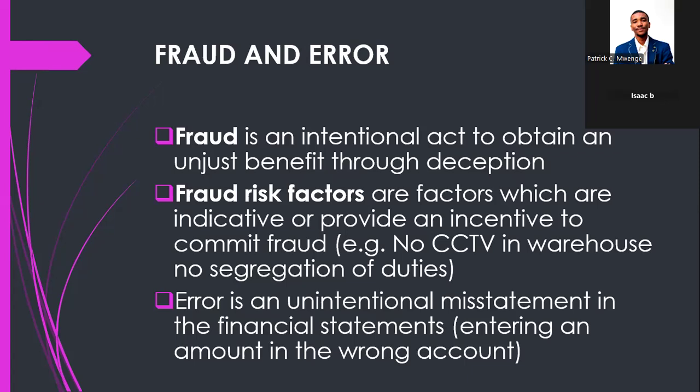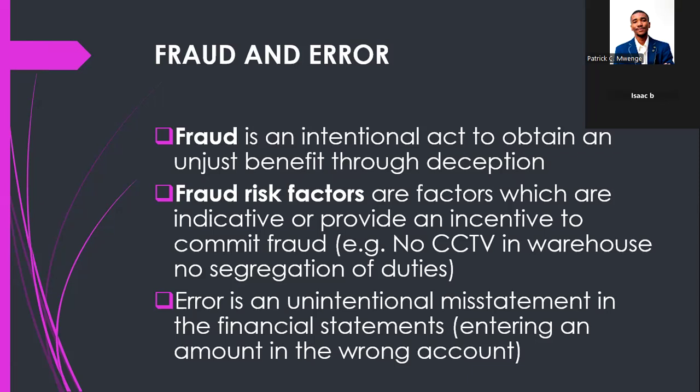Something that is not your own, something that's not yours, but you use deception so that you can obtain that particular benefit in an unjust way. So basically, fraud is an intentional act to obtain an unjust benefit through deception. You lie, then you obtain a benefit which you do not deserve. Then fraud risk factors. Fraud risk factors are factors which are indicative or provide an incentive to commit fraud, right?